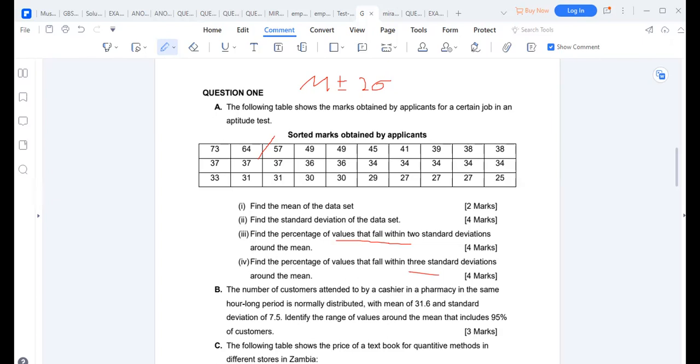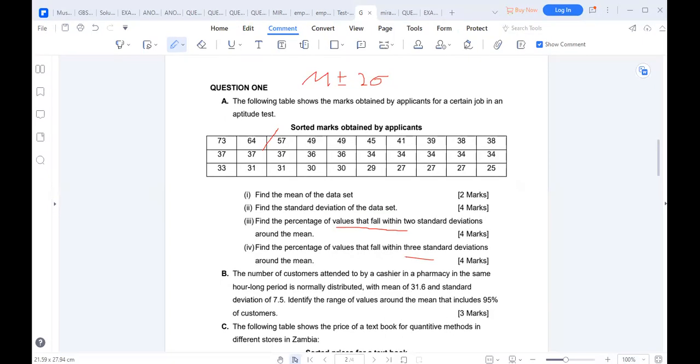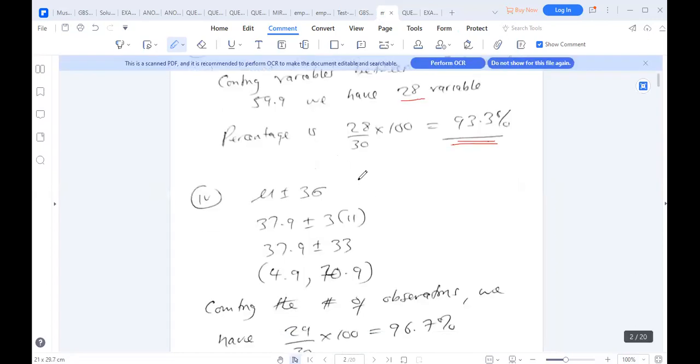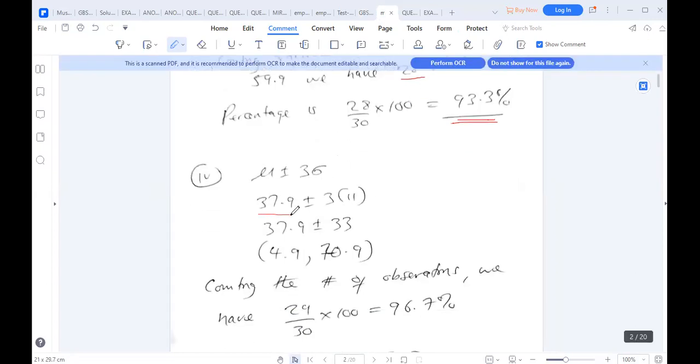Mu plus minus 3 standard deviations. So the standard deviation has been calculated and our mean also has been calculated. So when we go to our calculations there, our mean was the same, 37.9, and our standard deviation was 11. So when we calculate this, 3 times 11 is 33. When we subtract 33 from 37.9, we get 4.9. And also 70.9 will be the upper bound.